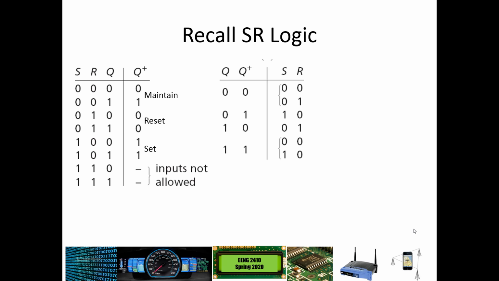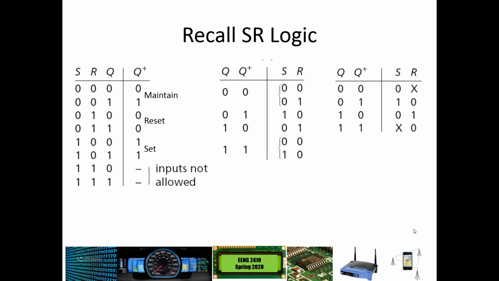Now if we flip this backward, which we've seen before, in this case, going from 0 to 0 could be a maintain or it could be a reset, so that becomes 0 and R doesn't matter, so that becomes 0 and don't care. Going from 0 to 1 has to be a set. That's the only way to get from 0 to 1, and so our logic for S and R has to be 1 and 0.